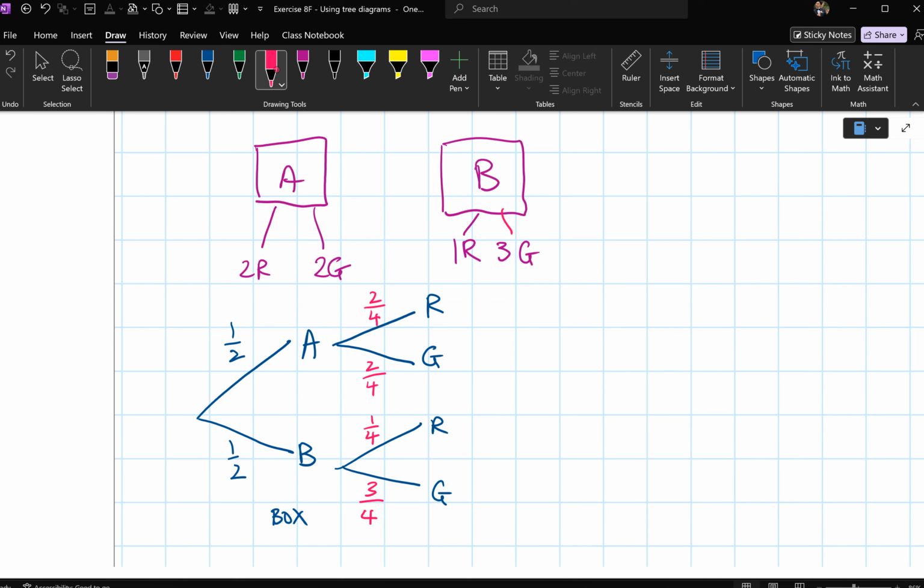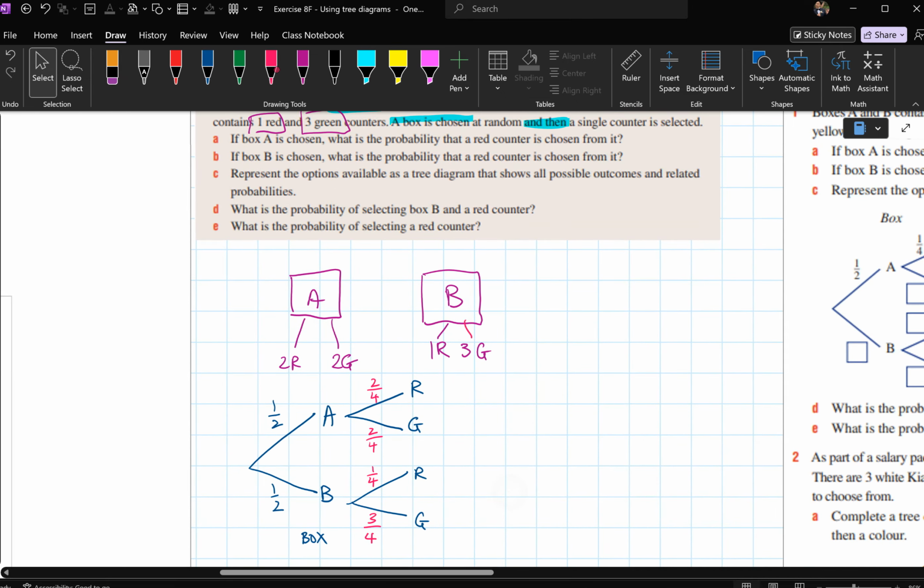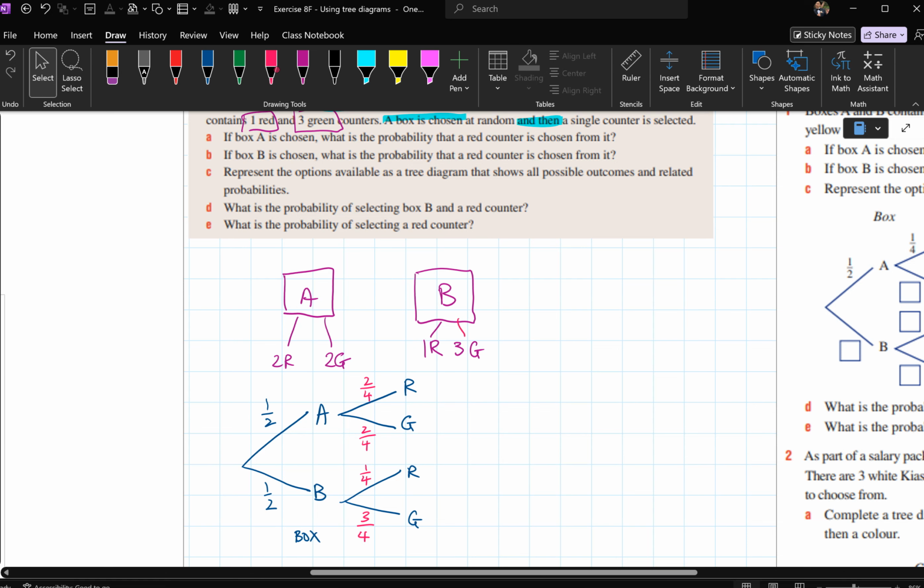3/4, 3 out of 4. There are 3 greens out of the 4. Okay, so now I've drawn my tree diagram. I've got the chances there. Then this is now answering the question. Once you've got that, it's easier to answer the questions.